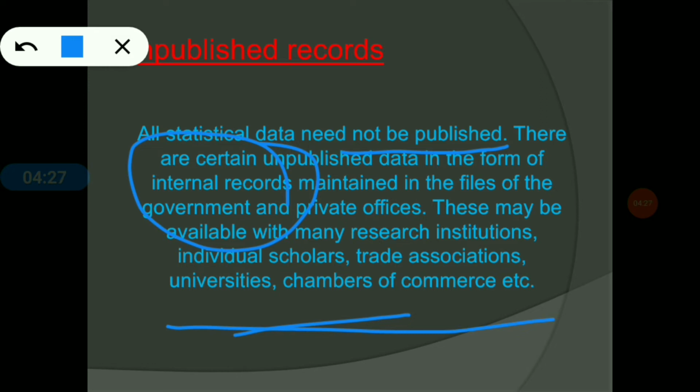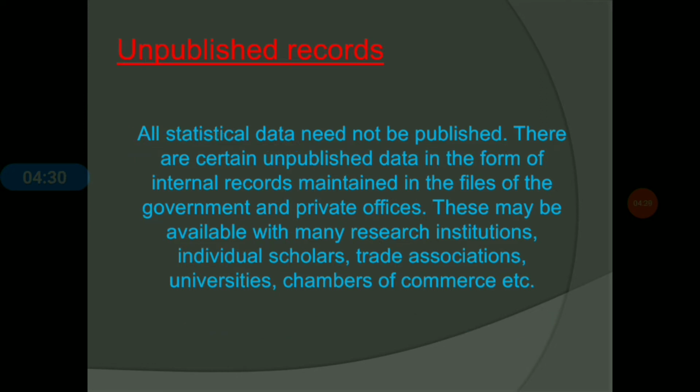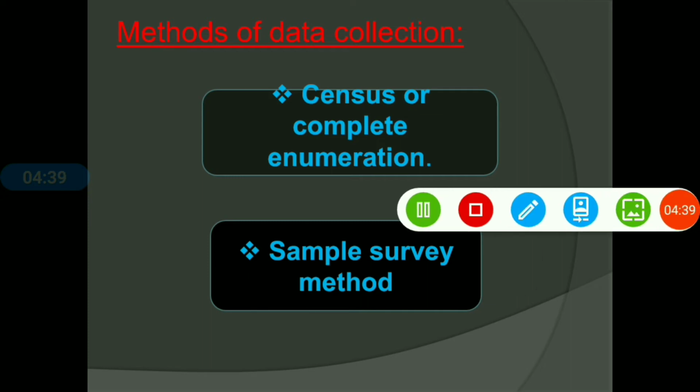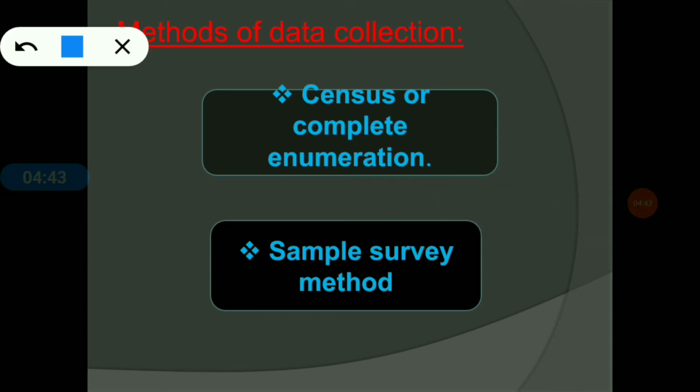So now going to the next slide, where we can see the different methods of data collection. There are two methods. The first one is census or complete enumeration, and the second one is the sample survey method, and we will explain both methods of data collection briefly in the next slide. So now move on to the next slide.